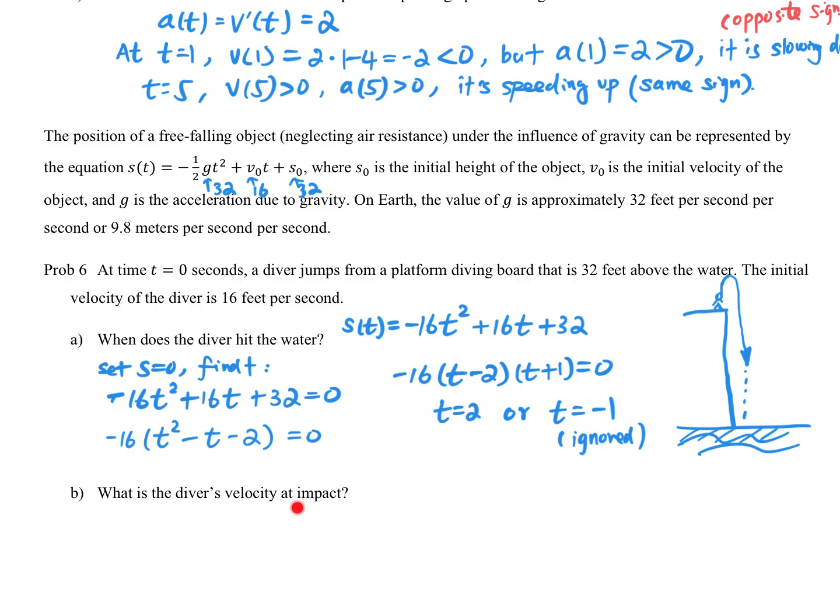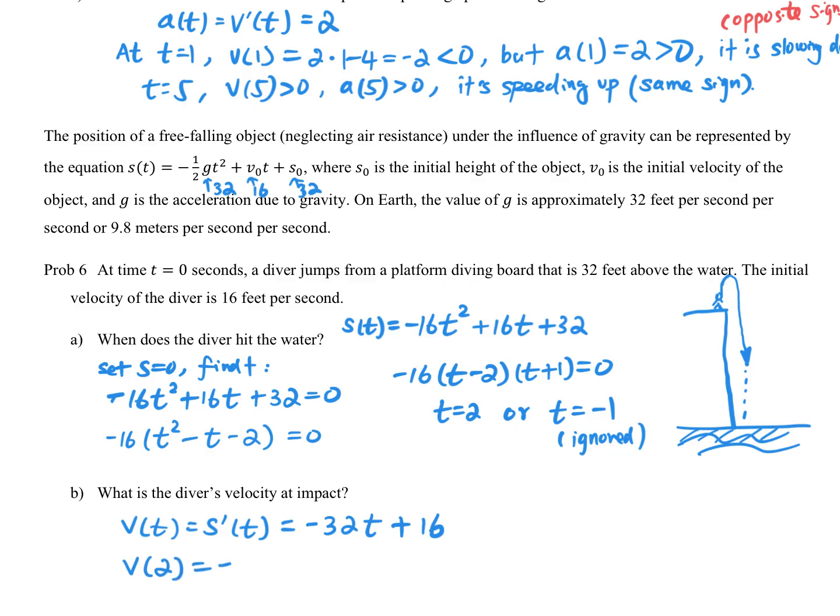What's the diver's velocity at impact? So we need to find the velocity function, which is the derivative of the position function. And so now let's find the derivative of this guy. The derivative of t squared is 2t times negative 16. We have negative 32t plus the derivative of 16t, which is 16 times the derivative of t, which is 16, and the derivative of 32 is 0.